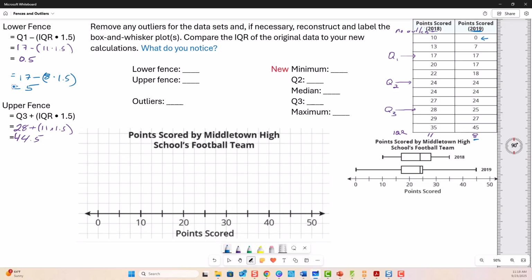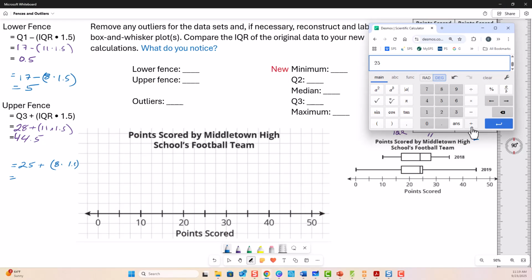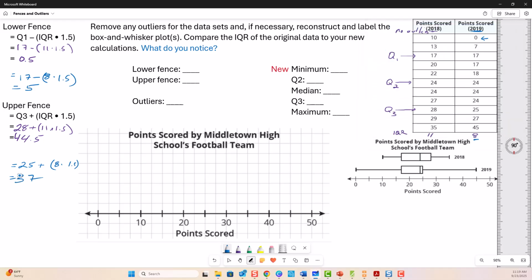Let us check our upper fence. Now we want 25 plus our interquartile range, which is 8, times 1.5. This gives us 37 here. And once again, we do have an outlier, this 45.